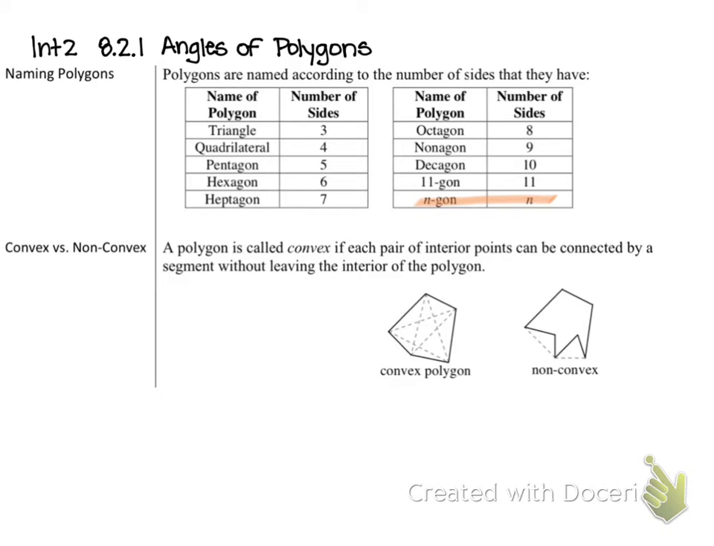All right, convex versus non-convex. Another name for non-convex, so we're clear on this, is concave. And I prefer the concave part because it helps me remember what these guys look like. A polygon is called convex if each interior angle can be connected by a line segment without leaving the interior of the polygon. Okay, that sounds like a mouthful. Here's what I think of. If you take a look at the entire polygon, and we take a look at this convex polygon, I'm going to use my blue pen here.